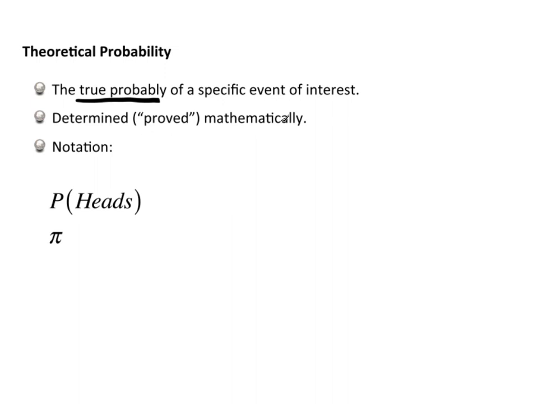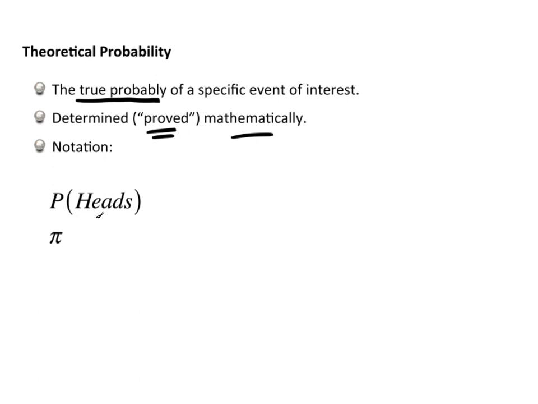Now, theoretical probability, in contrast, is actually the true probability of a specific event. And it's determined, or actually proved, I guess you could say, mathematically. In the empirical probability, we don't really prove anything. We run a bunch of experiments and we estimate. We use the empirical probabilities to estimate what theoretical probabilities actually are, because sometimes we can't actually determine mathematically what a theoretical probability should be.